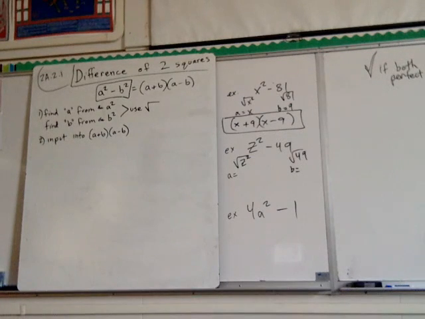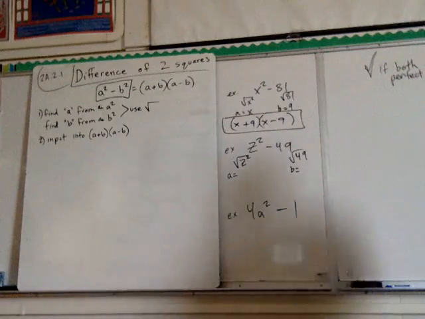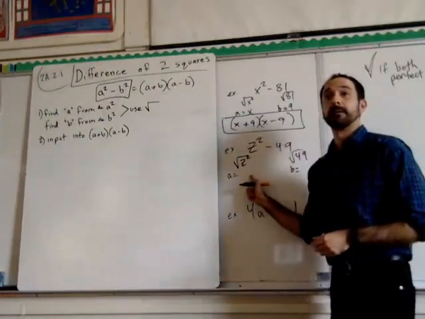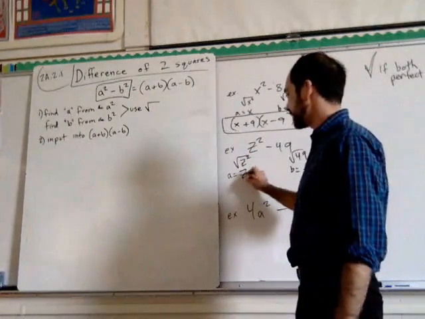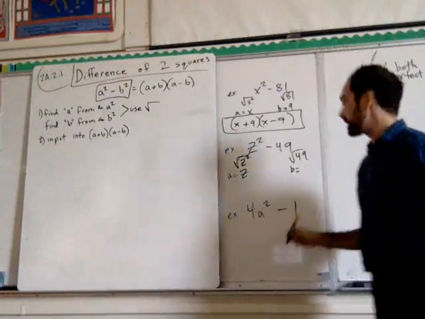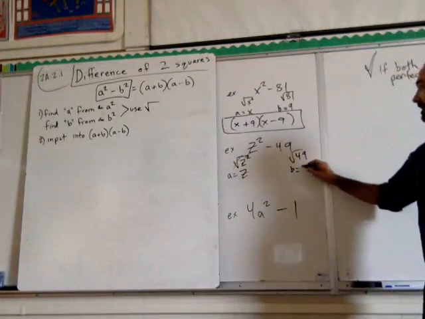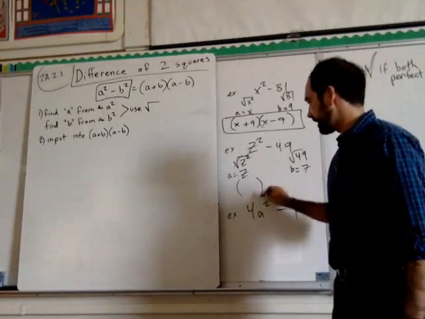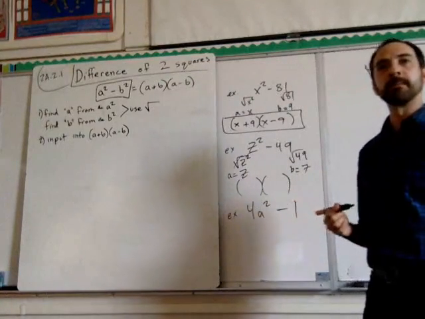That's closest to Elizabeth. Elizabeth, what did you get for your A value? Z. Square root of Z squared? Z. Okay, great. How about B value? Seven. So we're going to set up our two binomials, right? And then what goes in our binomials?